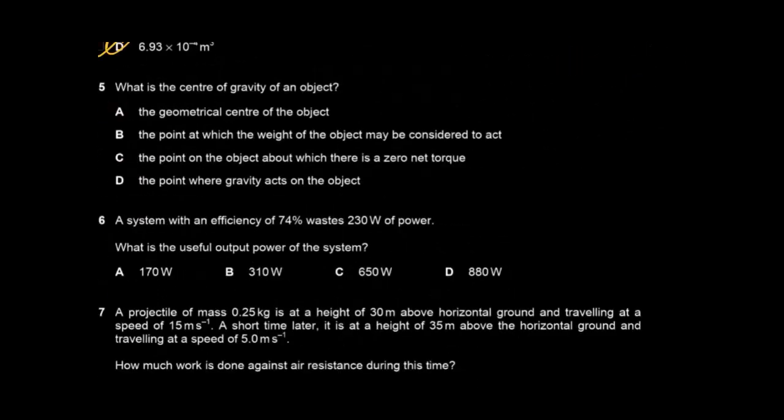What is the center of gravity of an object? By definition, we know that the center of gravity is a theoretical point on a body where the body's total weight is thought to be concentrated, or we can say that the weight of the object may be considered to act. So from the definition of center of gravity, option B is correct.